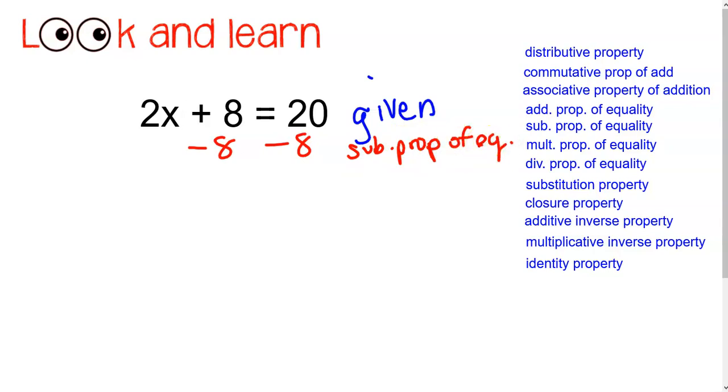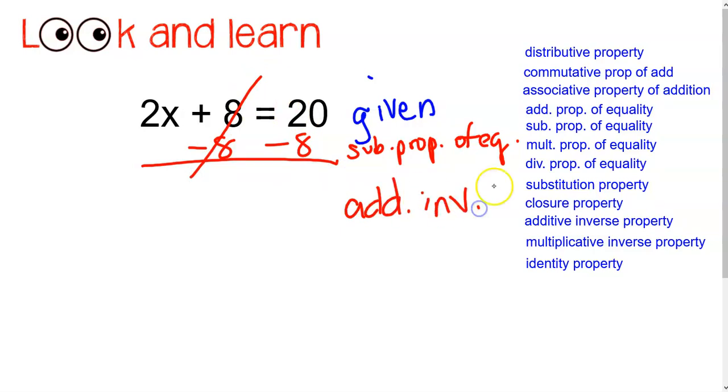I'm going to abbreviate here. This is kind of like a word bank, right? Those are our most popular properties, and those are the ones you'll typically be choosing from. The fact that these two 8s cancel out and become a 0 is the additive inverse. Remember what I said? Every time you write a property of equality, the next line has to be an inverse.